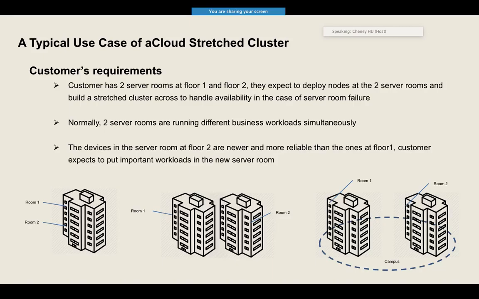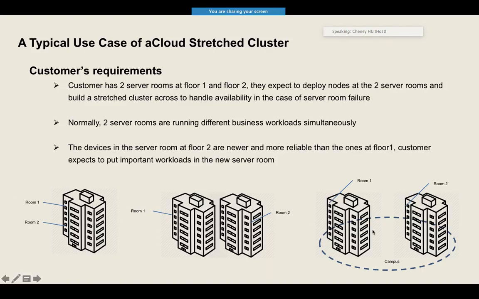And the customer wants to build an active data center across these 2 server rooms, and they also want to run some of their more important workloads on the new server room, which has better equipment, better devices. In that particular case, aSAN for aCloud stretched cluster is the perfect solution for them. Simply deploy aCloud nodes at these 2 sites, and then build a stretched cluster with these 2 server rooms. Because the stretched cluster has 2 fault domains, one server room is one fault domain, and we can specify the VMs running in one fault domain as a preferred running location, so that when that fault domain fails, HA will reboot those VMs on the other healthy fault domain.